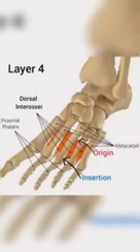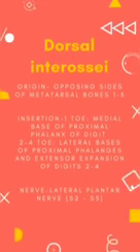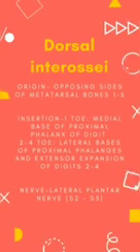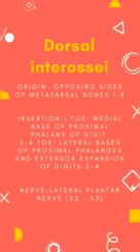Dorsal interossei. Origin is from the opposing sides of metatarsal bones of digits 1 to 5. Insertion, talking about the first toe, is in the medial base of proximal phalanx of the digit. Talking about 2nd to 4th toe, lateral bases of proximal phalanges and extensor expansion of digits 2 to 4. It is supplied by the lateral plantar nerve with a root value of S2 and S3.